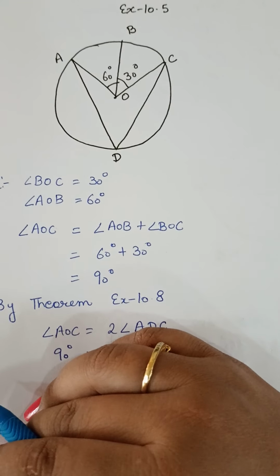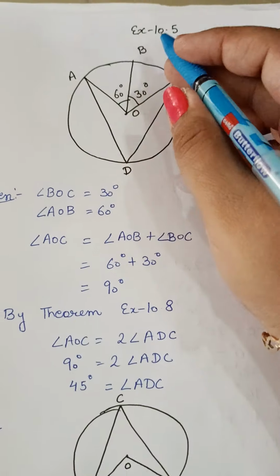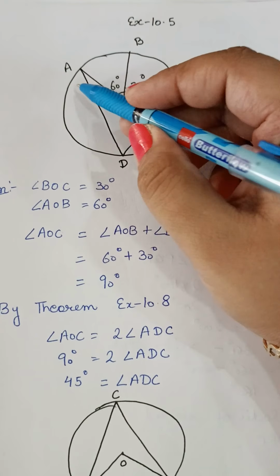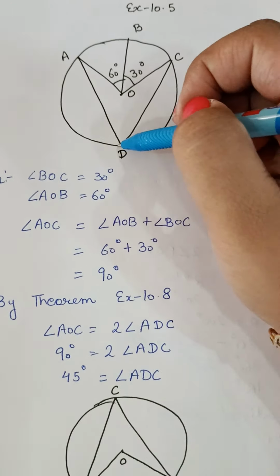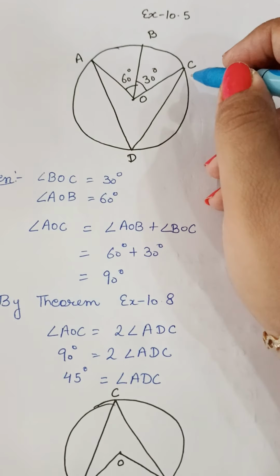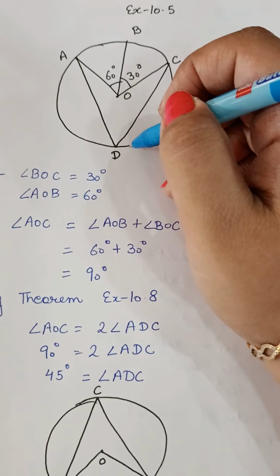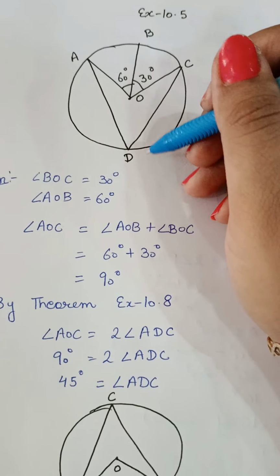In question number 1, A, B, C are 3 points on a circle with center O such that angle BOC is 30 degrees and angle BOA is 60 degrees. If D is a point on the circle, other than the arc ABC, you can see D lies outside this arc, on the major arc, you can say that. Now we have to find the value of ADC.